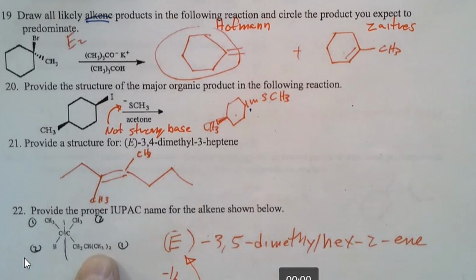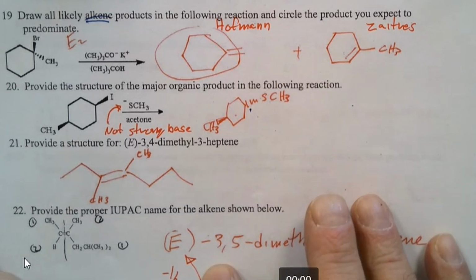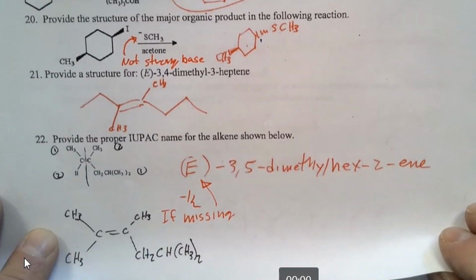Down here, one of these methyls is the end of the chain, the other is a substituent. So we get 3,5-dimethyl-hex-2-ene. Once again, half pointed. This thing here does not possess geometric isomerism.